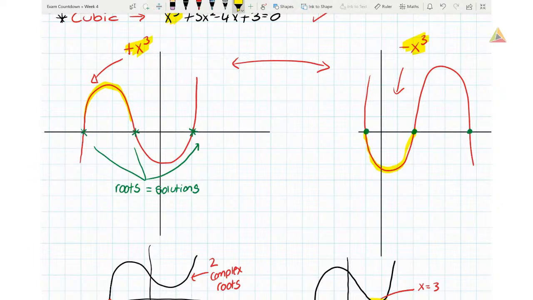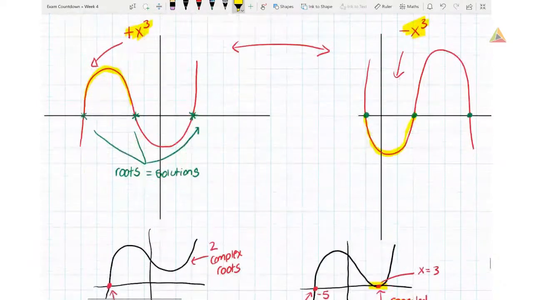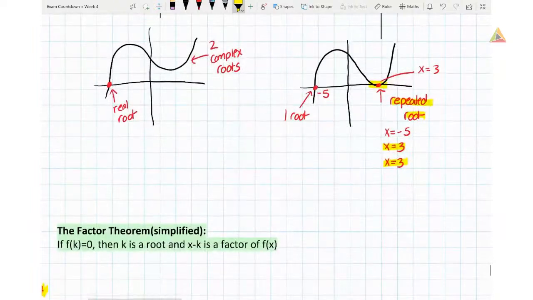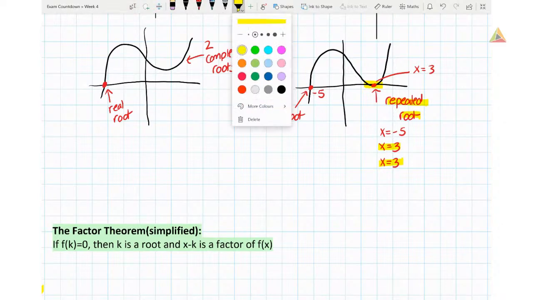So we have looked at what a cubic equation looks like, or what a cubic function looks like. Now we're going to look at how we solve them. So as I mentioned up here, we can already solve linear equations. We can already draw quadratics and solve them, and we've looked at what cubics look like, but now we're going to talk about how we solve them. And something that's very, very important for solving cubic equations is this huge big idea called the factor theorem.